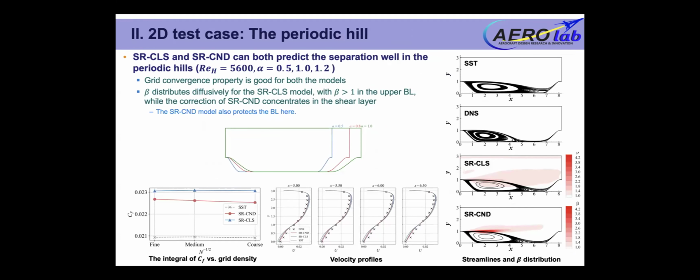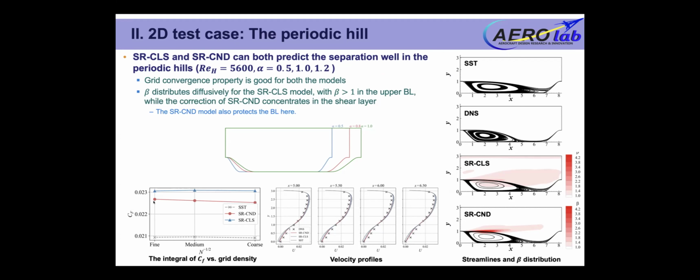Now let's look at the test cases. The first one is the periodic hill. The SR-CLS and the SR-CND model can both predict the separation well in the periodic hills, as you can see on the right column. And the grid convergence property of our proposed models is quite nice. As you can see, the integration of the friction coefficients saturates quickly as we increase the density of the mesh.